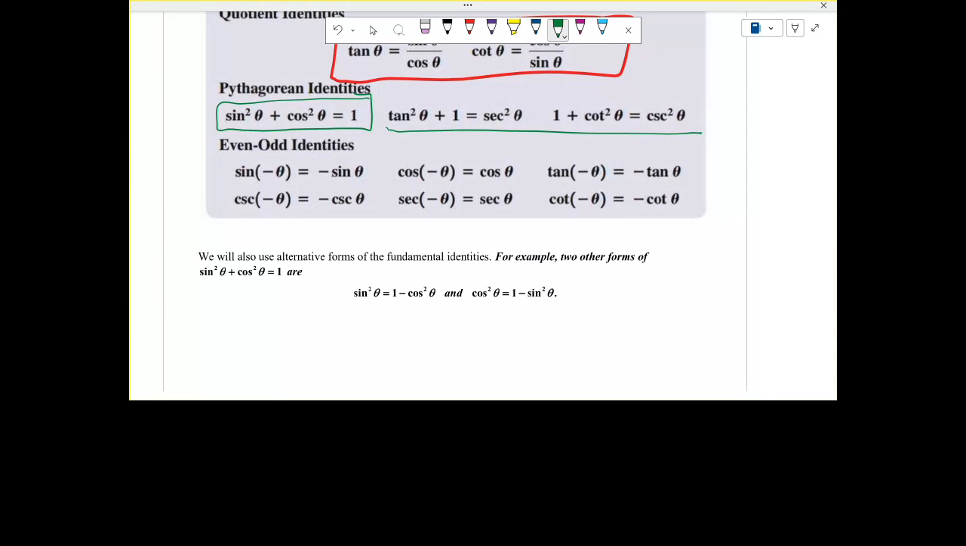So the sine of negative theta is equal to the negative sine of theta. The cosine of negative theta is just the cosine of theta, and the tangent of negative theta is the negative tangent of theta. And then again, we can see the same thing happens with the cosecant, the secant, and the cotangent. Okay, so we're also going to use alternative forms of the fundamental identities. For example, two other forms of sine squared theta plus cosine squared theta equals 1 are these guys right here.